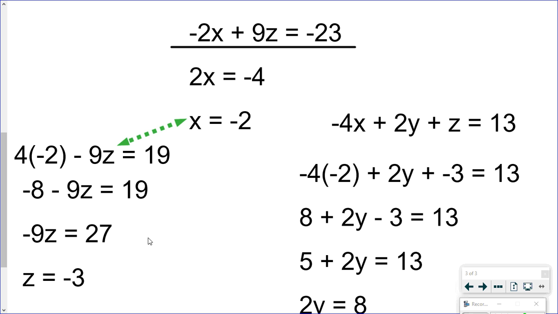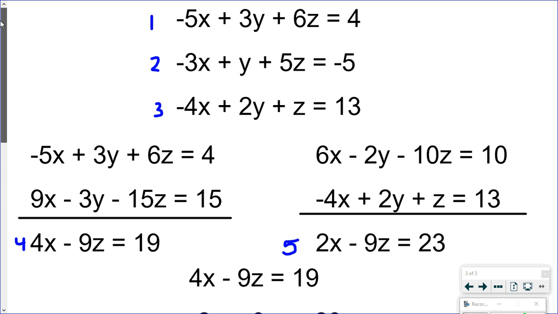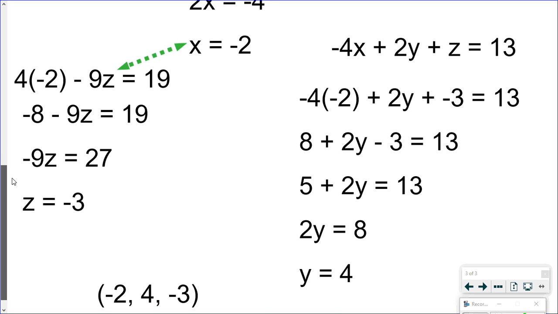So I have x is negative 2, z is negative 3. So I took that and I plugged it into that equation, negative 4x plus 2y plus z, which I believe was equation 3. So I plugged it in the third equation there and simplified it down, solved the equation, and got y equals 4. And so there's our solution, or that's how I wound up with a solution of negative 2, 4, and negative 3.